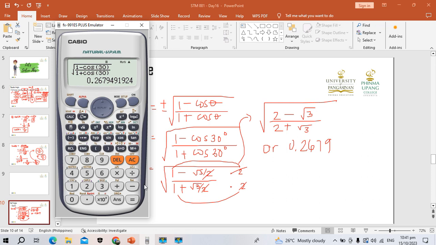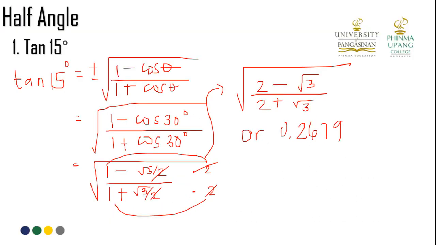The answer here is 0.2679. So, paano pag yung sagot namin is naka-radical sign? It's okay. Kasi yung ginawa kong exam, pwede siyang radical, pwede rin siyang decimal. Okay. So, our answer here is correct. 0.2679. So, that is our number 1.